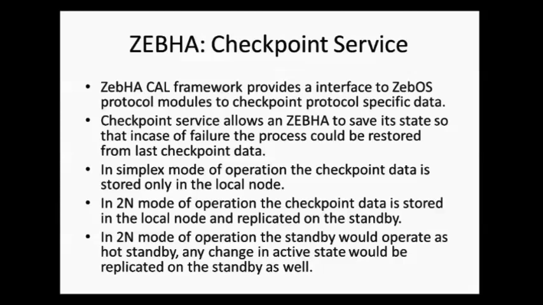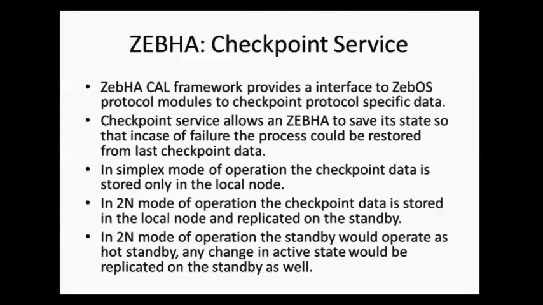Checkpoint services allows ZebHA to save its state so that in case of failure the process could be restored from the last checkpoint data. Since ZebHA operates in two modes, simplex or 2N mode: in simplex mode, the checkpoint data is stored only in the local node, while in 2N mode the checkpoint data is stored in the local node as well as replicated on the standby node if ZebHA is running on the standby node. In 2N mode of operation, the standby would operate as hot standby.